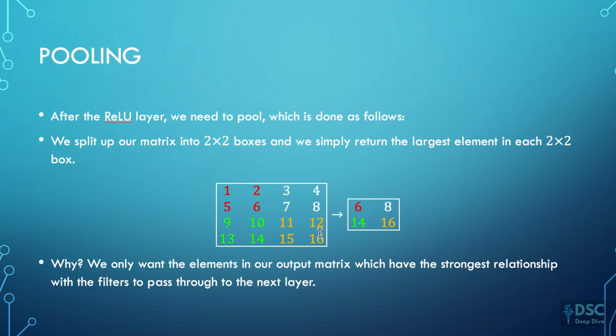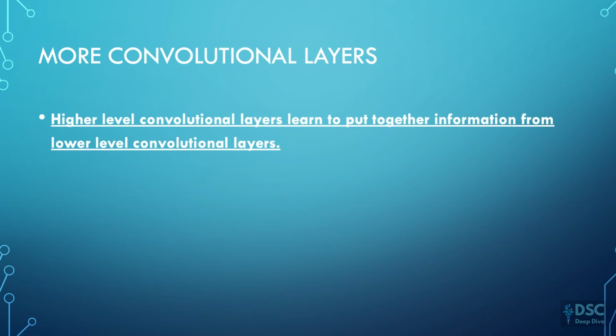We do it for a similar reason to the ReLU. We only want the elements in our output matrix which have the strongest relationship with the filters to pass through to the next layer. Note that the locations of the highest values in our output matrix represent the locations of the subregions which match the filters the most. Convolutional layer. Before we dive into it, there's one more critical thing about convolutional neural nets.